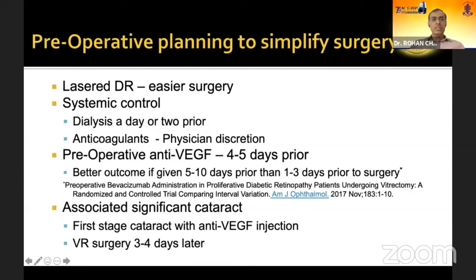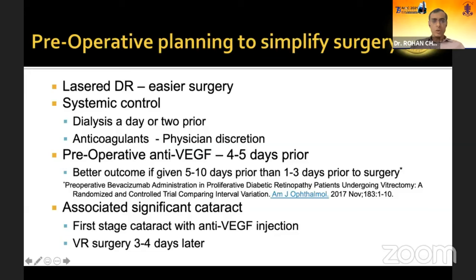So we have seen that a well-lasered diabetic is definitely easier to operate. If the systemic control of the patient is better, the patient on the table performs better, the surgery is easier. And if the patient is on dialysis, it's a good idea to get the dialysis done prior to the surgery, and the anticoagulant should be adjusted according to the physician's discretion.